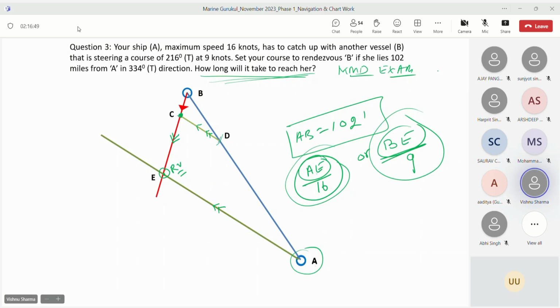Any questions on this, beta? In this case, CTS and CMG for both will be same, right? For the target, CTS and CMG will be same, and for ownership, the CTS and CMG will be same. SMG and engine speed of target will be same. Likewise, engine speed and speed made good of the ownership will be same. Correct, beta? Yes, sir.